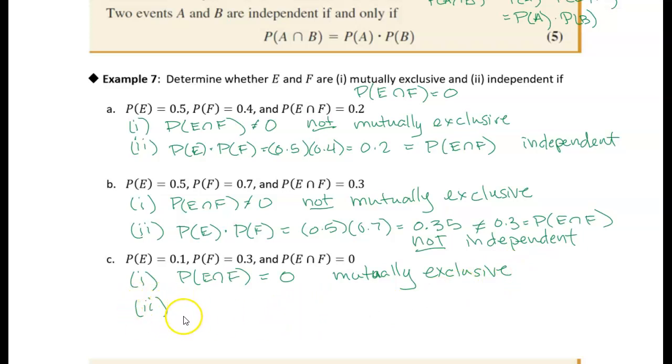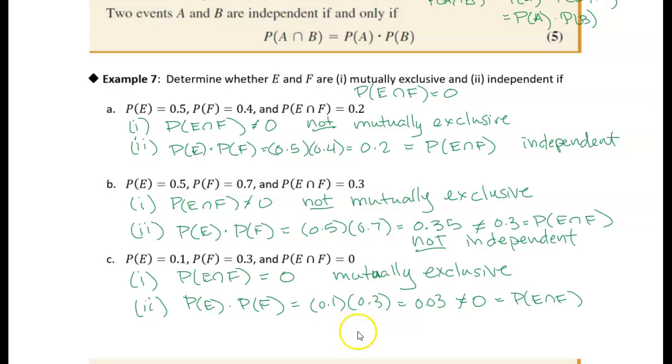For the second part, we want to test for independence, and we're just going to multiply the probability of E times the probability of F. So what do we get? We get 0.1 times 0.3, which is, what is that, 0.03? Okay, and that is not equal to 0, which is the probability of E and F. Okay, so these events are not independent.